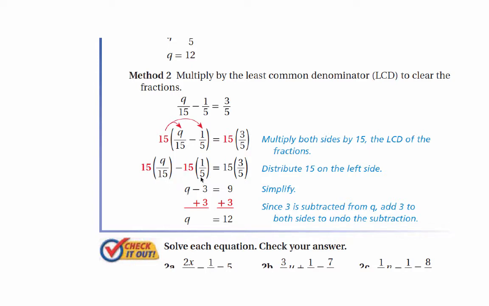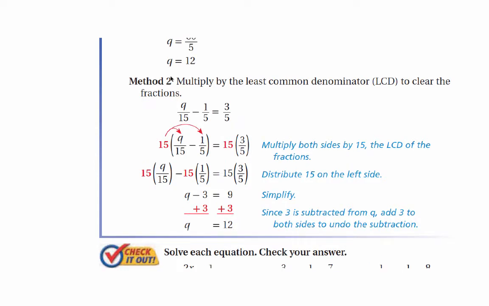15 times 1/5, remember, a whole number times a fraction. You only multiply the whole number by the numerator. So 15 times 1 is 15, and 5 divides into 15 3 times. So we're left with q minus 3. 15 times 3 is 45, and 5 divides into 45 9 times. So q minus 3 is equal to 9. Now we use inverses, add 3 to both sides, and we get the solution q is equal to 12, which matches the solution that we had before. And so there's 2 different ways that we can solve this particular equation.